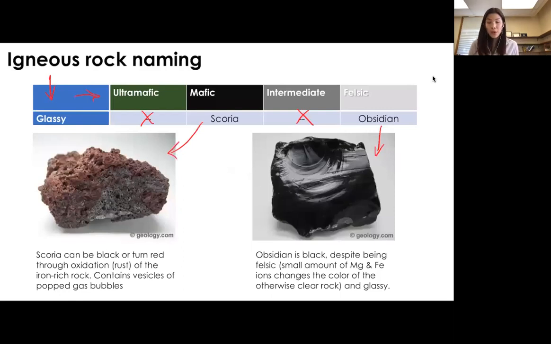And these are called scoria. They start out black, however, because they have a high amount of iron in them, they often rust through oxidation to turn reddish. And unlike obsidian, they are not glassy so much as they are extremely porous, and they have a lot of vesicles, right? So we call this specific texture vesicular. And it means that there were a lot of gas bubbles within this rock that then popped and now have left behind those gas cavities.